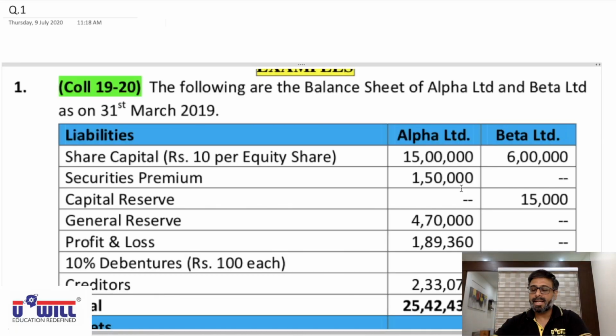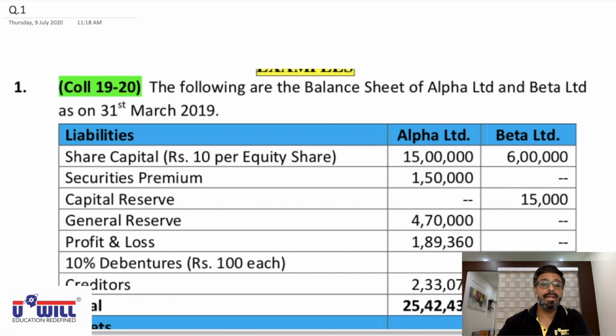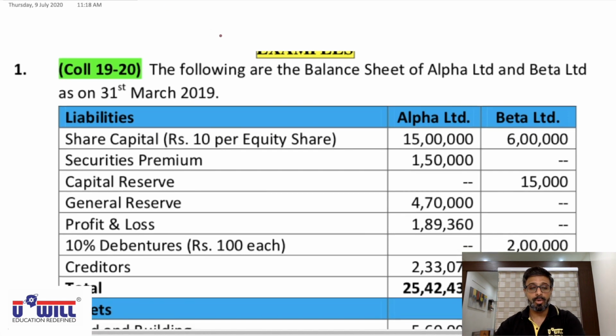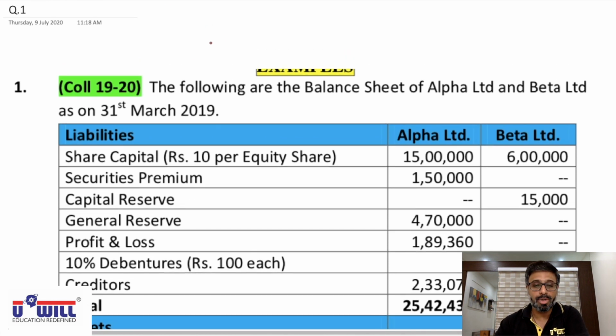Okay, we take up question number 1 of amalgamation. All of you take out question number 1 in your study material and do the markings as I am doing. The following are the balance sheets of Alpha Limited and Beta Limited as on 31st March 2019.